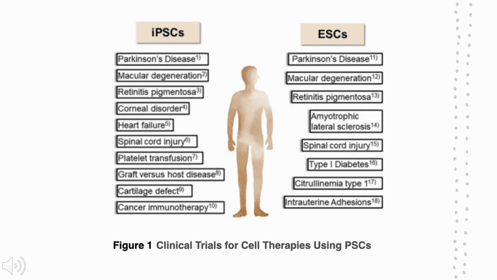Here in Figure 1, we look at clinical trials for cell therapies using pluripotent stem cells. This data was pulled in September of 2020 from clinicaltrials.gov for all active and recruiting clinical trials involving humans.